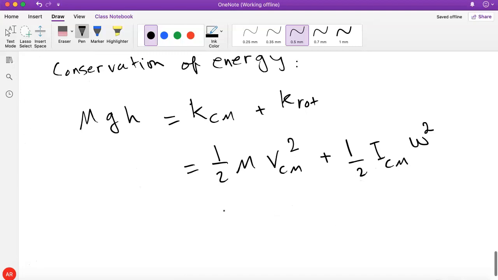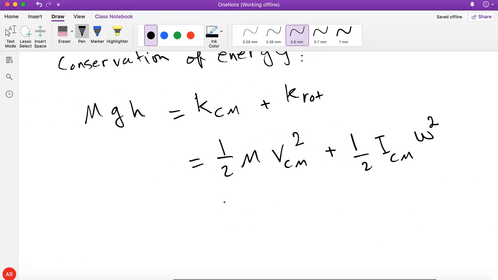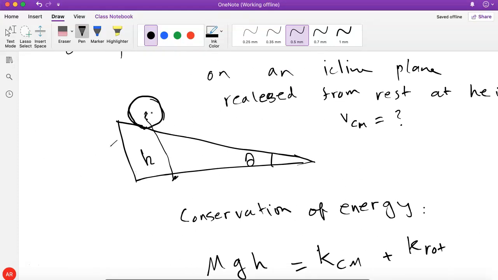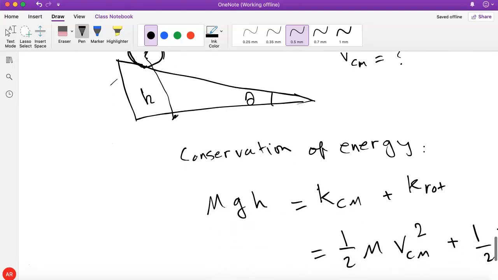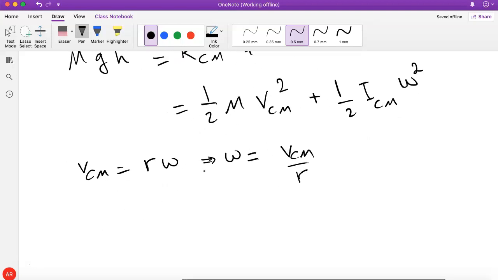Okay, but remember, if it's rolling without slipping, the velocity of the center of mass and omega are not independent, right? We just found at the beginning of this lecture that the velocity of center of mass is r, the radius of this disk or ball or whatever it is, times omega. So that means omega is VCM divided by the radius. Okay.